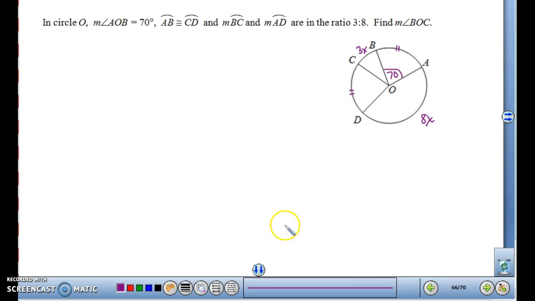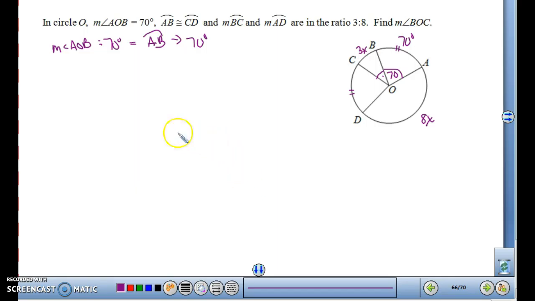All right, so we want to find the measure of angle BOC. Well, since this is a central angle, BOC is the central angle that intercepts arc BC. So whatever BC is going to be what angle BOC is. So we need to figure that out. Let's see if we can figure out what BC is. We know AOB is 70. Well, if AOB is 70, that means it intercepts arc AB, and AB is going to equal 70 as well.